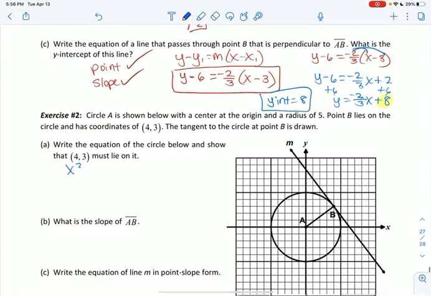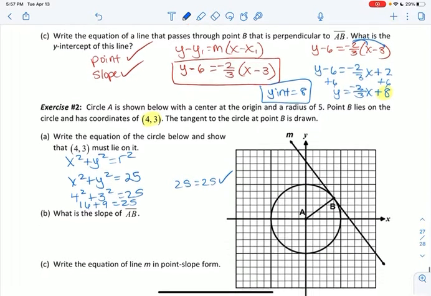All right, so equation of a circle. This will be a good review for us. That's the equation of a circle where the center is the origin. Our radius is 5, so it's just going to be x squared plus y squared equals 5 squared, which is 25. Now I want to show that the point 4, 3 lies on that circle, so I'm going to plug in 4 for x and 3 for y. 4 squared is 16, 3 squared is 9. Yep, it sure does. The point 4, 3 lies on that circle.